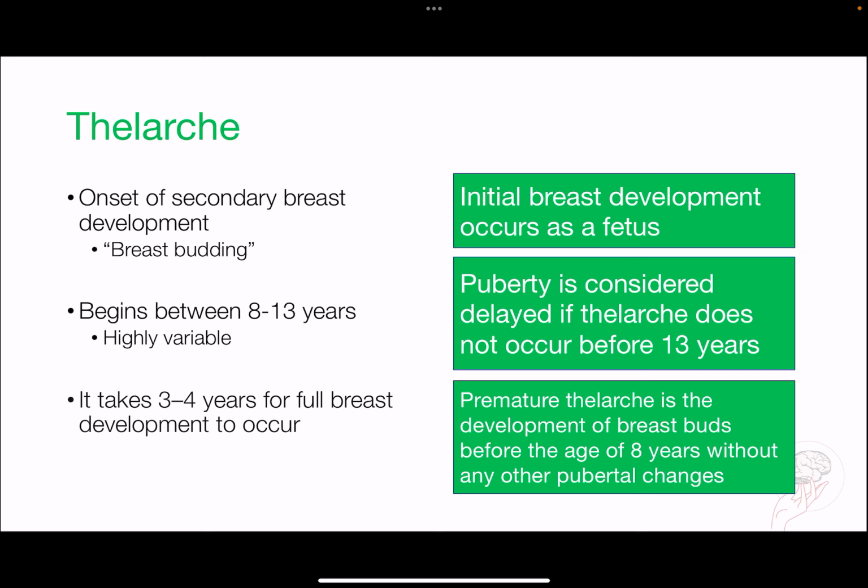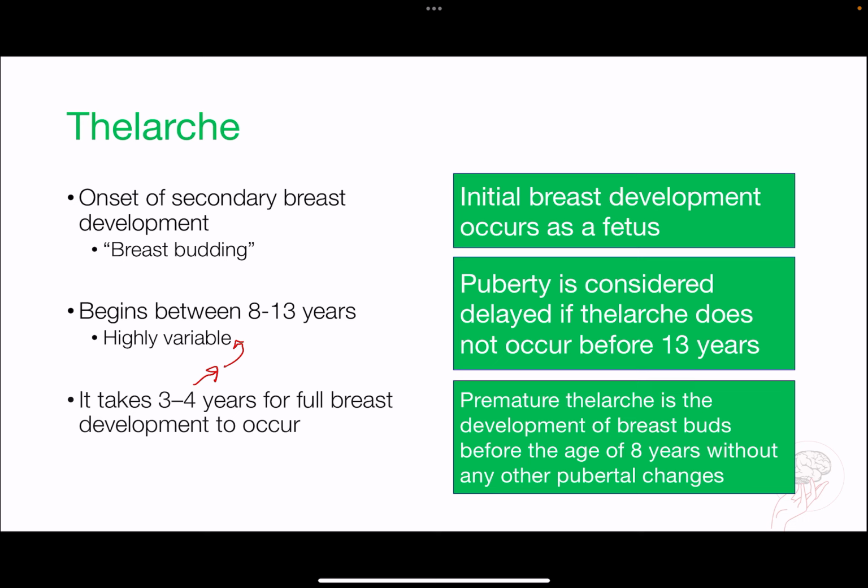So telarchy is the onset of secondary breast development, often called breast budding. It begins between 8 and 13 years, although this is highly variable. And it takes around 3 to 4 years for full breast development to occur, although even this is highly variable. So our initial breast development actually occurs as a fetus. Again, this is a secondary sex characteristic, so everything that is important already is there. It just develops later.